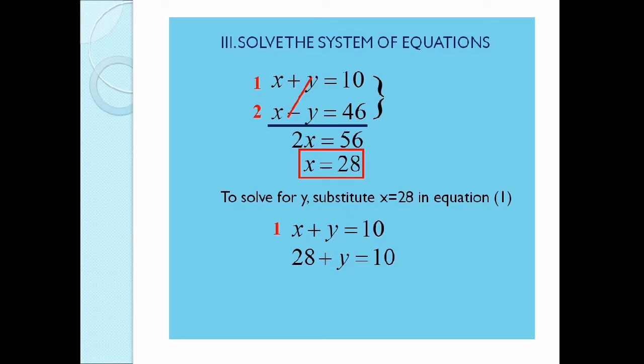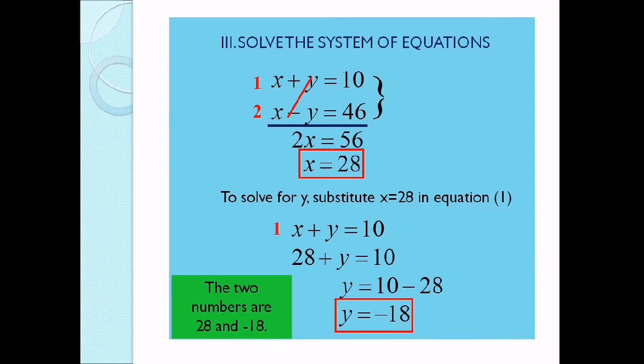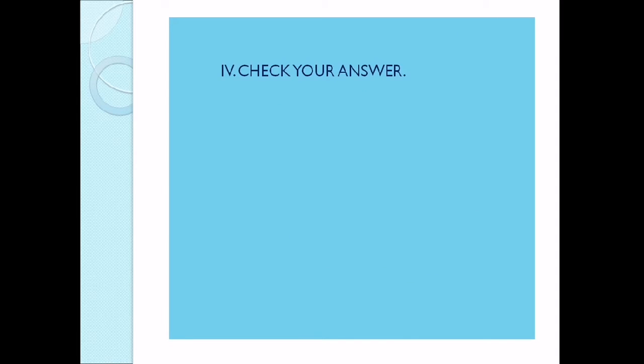Then get the additive inverse of 28. It will become y equals 10 minus 28. Then subtract. y equals negative 18. Therefore, the smaller number is negative 18. The two numbers are 28 and negative 18. So, check your answer for our last step.